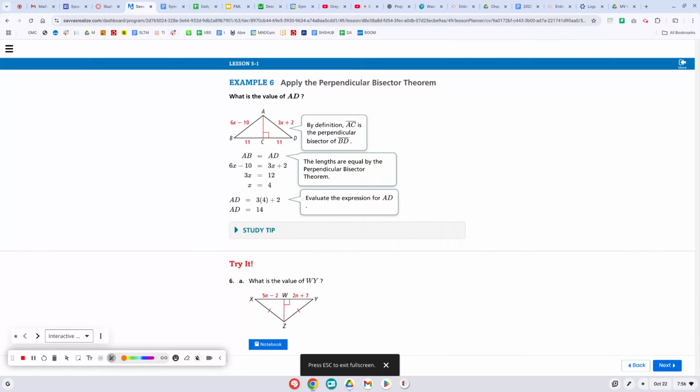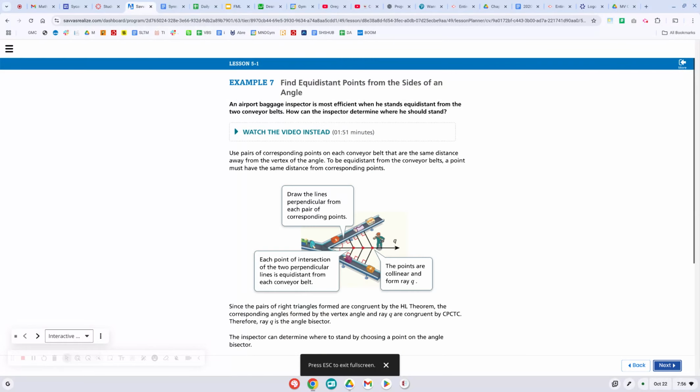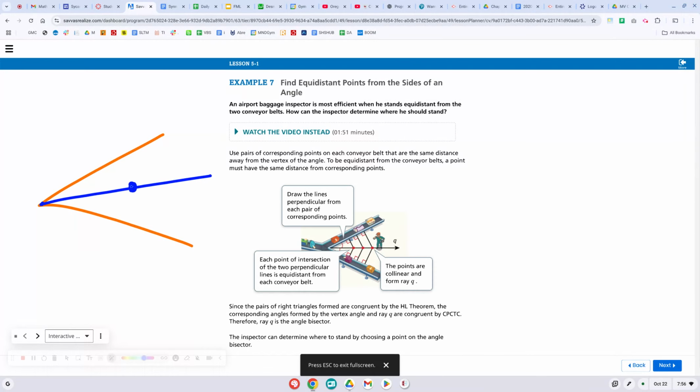So this is a pretty classic type of question. Find equidistant points from the side. So what this is telling you is that if you have a point on the angle bisector, that point is equidistant from each segment. Now remember, we measure distance at a right angle.